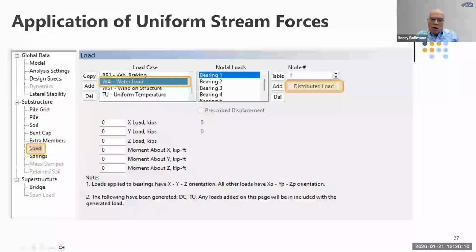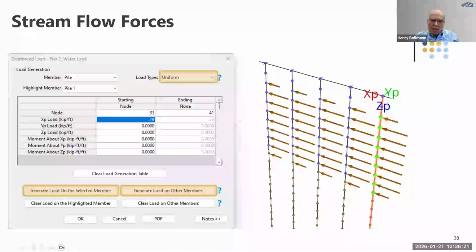All right, so this is the water load we're going to input. And it's going to be a distributed load. We put it into the load generation table. We're going to distribute a load, in this case, to pile 1.